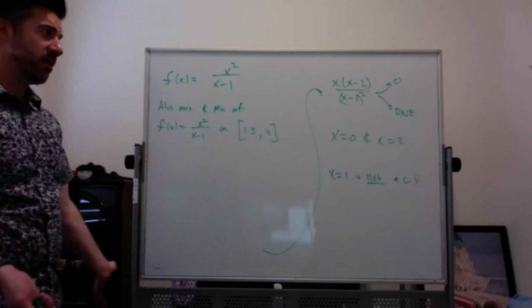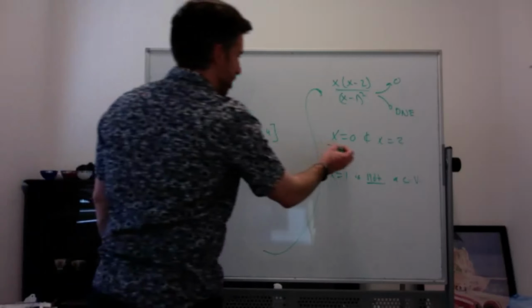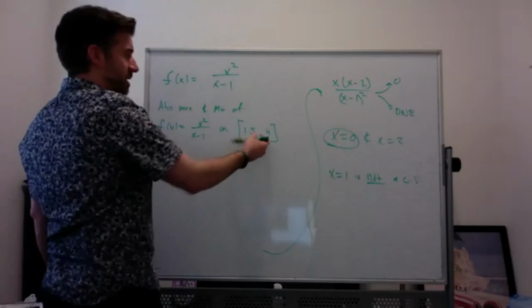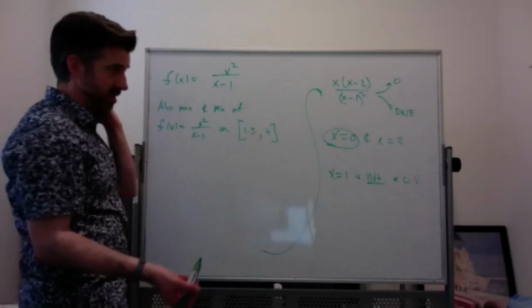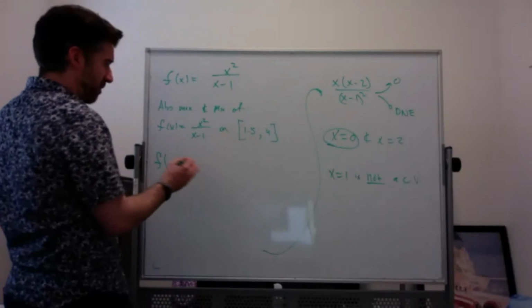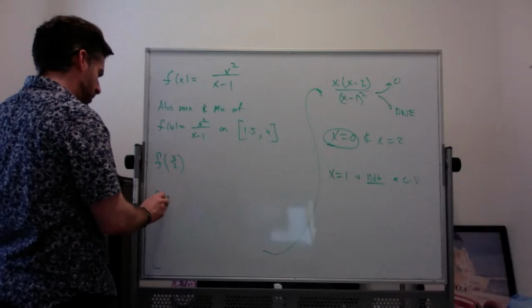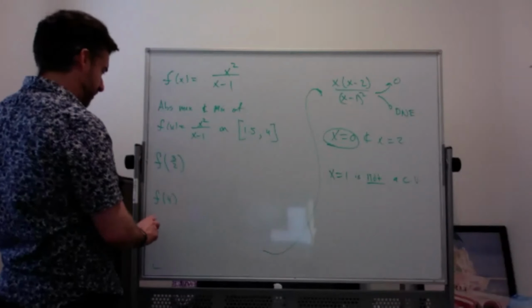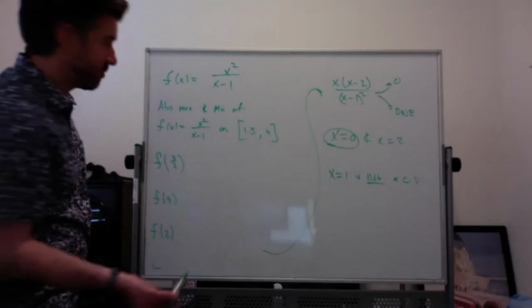Now, one thing to be aware of here is that we don't need to use both critical points because x equals 0 is not in the interval. So we don't need to know what f of 0 is. It doesn't tell us anything. What we really need for this one is f of 1.5, or I'm going to write that as 3 halves. I need to know f of 4, and I need to know f of 2. But f of 0 isn't helpful here.